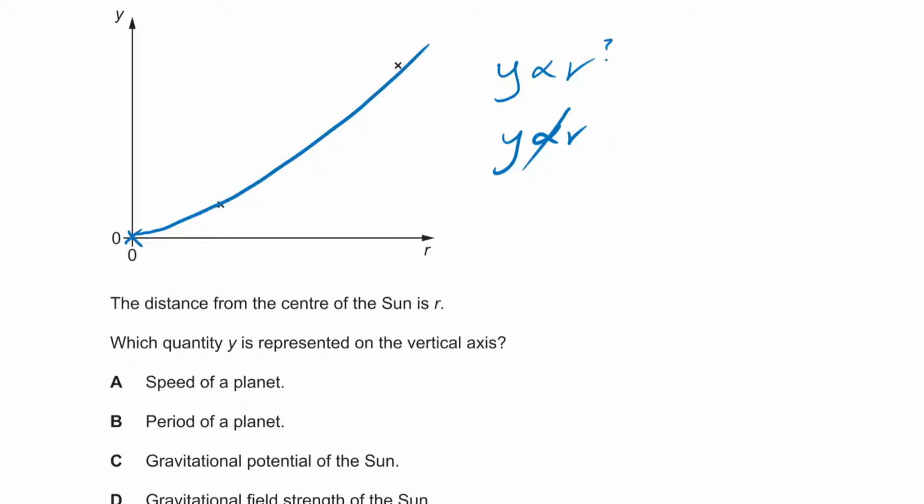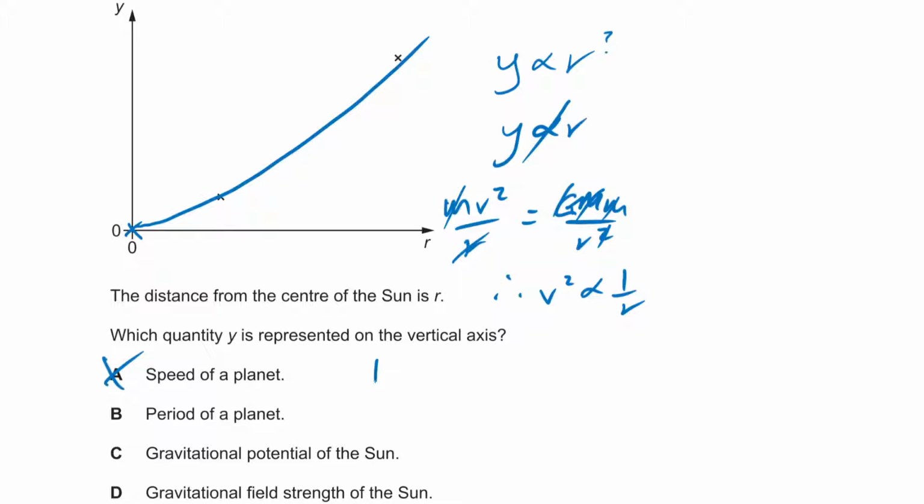Okay, let's have a look at A then. Speed of a planet. Well, if we do mv squared over r is equal to GMm over r squared, centripetal force is equal to gravitational force. One of those cancels, one of those cancels. Therefore, v squared is proportional to 1 over r. So it's not that. B, the period of a planet. Well, from Kepler's law, we know that T squared is proportional to r cubed. So therefore, T is proportional to r to the power of 3 over 2. So yes, it could be that, because this is greater than 1. So therefore, we'd expect this curve upwards. So I'm going to say it is. Let's just check the other ones.